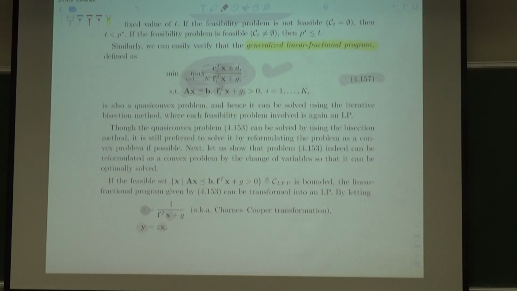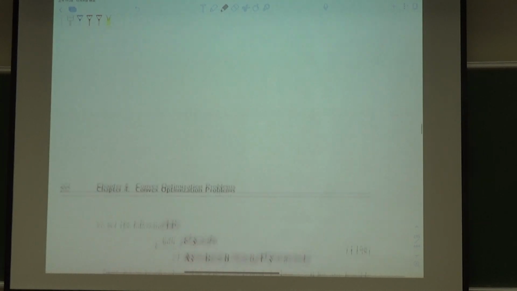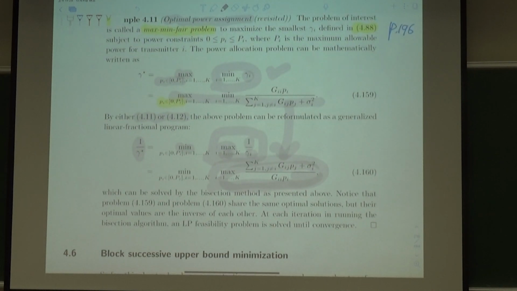It's exactly this form. Right? Exactly this form. This maximize, this is a linear fractional function. Component-wise maximum. Point-wise maximum of quasi-convex function. So this is a quasi-convex.